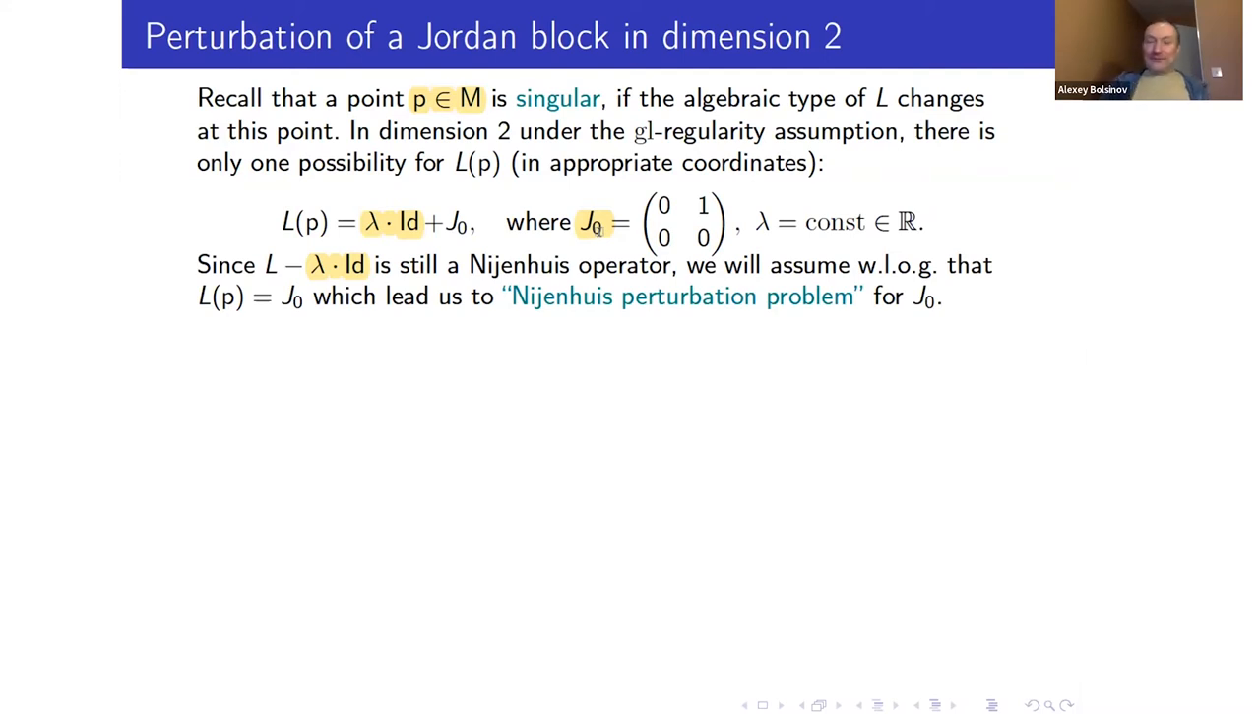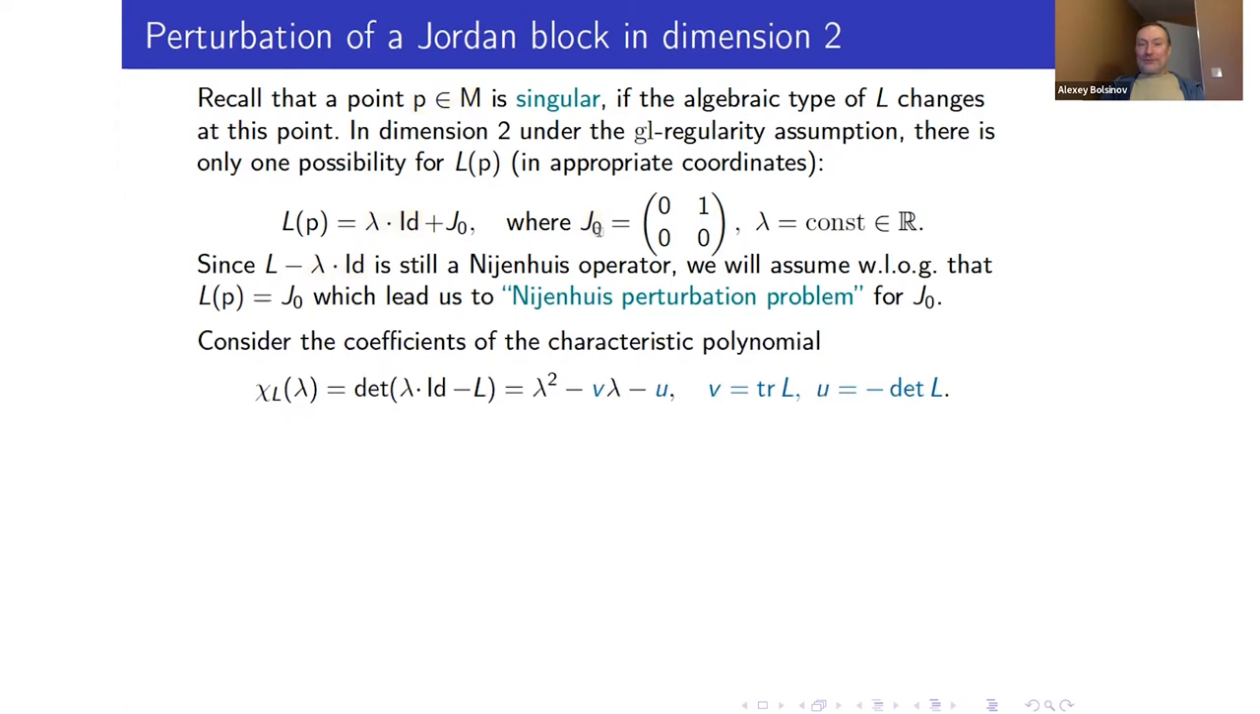So how to deal with this? Which instruments are we going to use? Let's look at the coefficients of the characteristic polynomial of our operator. So we will have two functions, v and u. v is the trace, and I will keep this notation in my lecture all the time. And u is minus the determinant. Note this is just some convention, in order for the first column in the companion form to be just v, u.